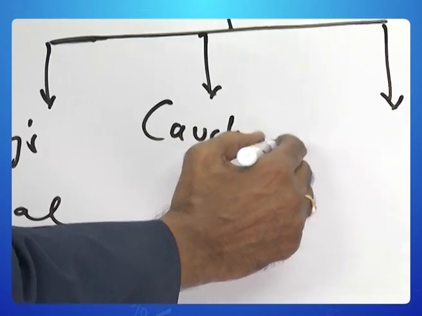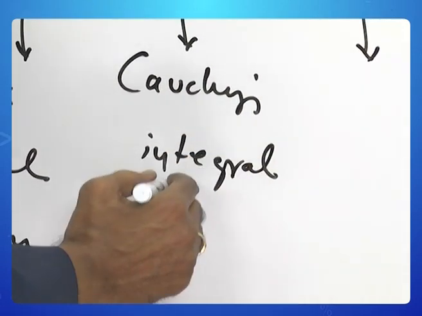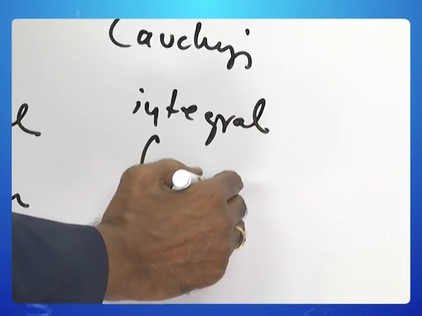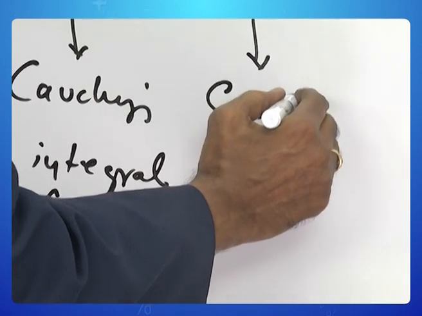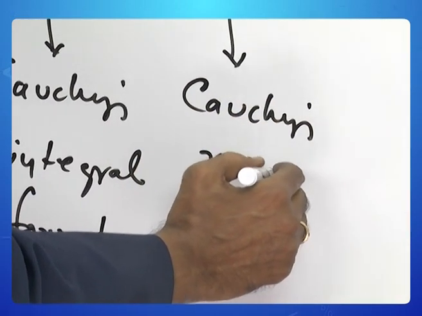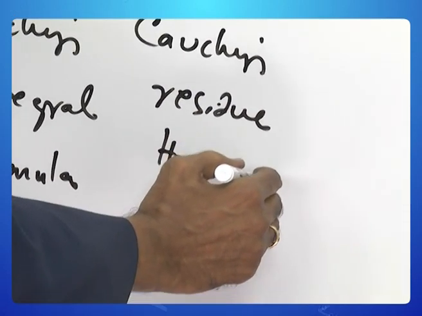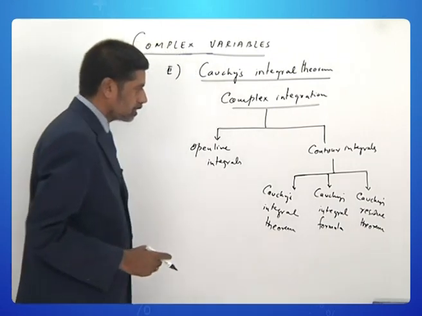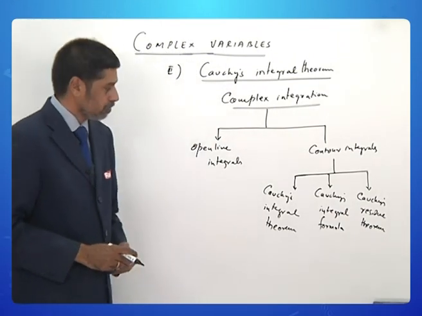Next, the Cauchy's integral formula. Third, the Cauchy's residue theorem. These are the possible ways in which we can evaluate complex integrals.